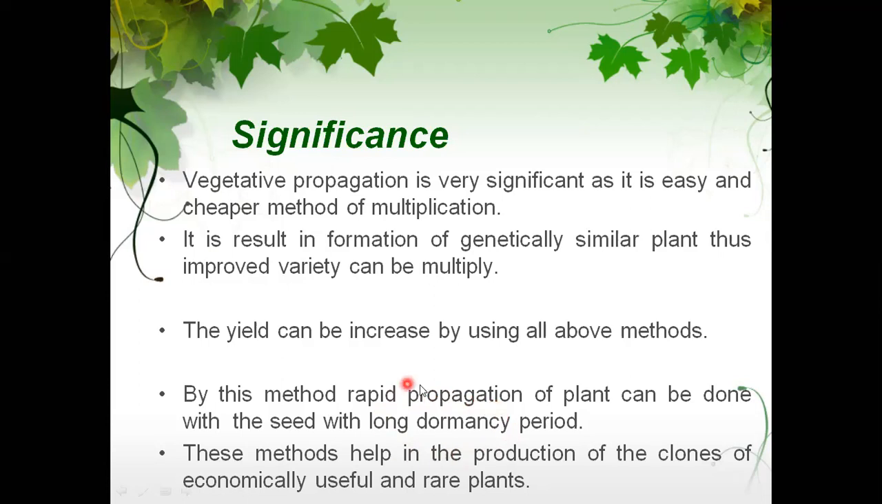It means the growth period of the seed will be long and healthy, so we can do rapid propagation of plants. This method helps in the production of clones of economically useful and rare plants. It means we can develop plants which are very economically important, and rare plants can also be produced by using all the above methods and the tissue culture method also.